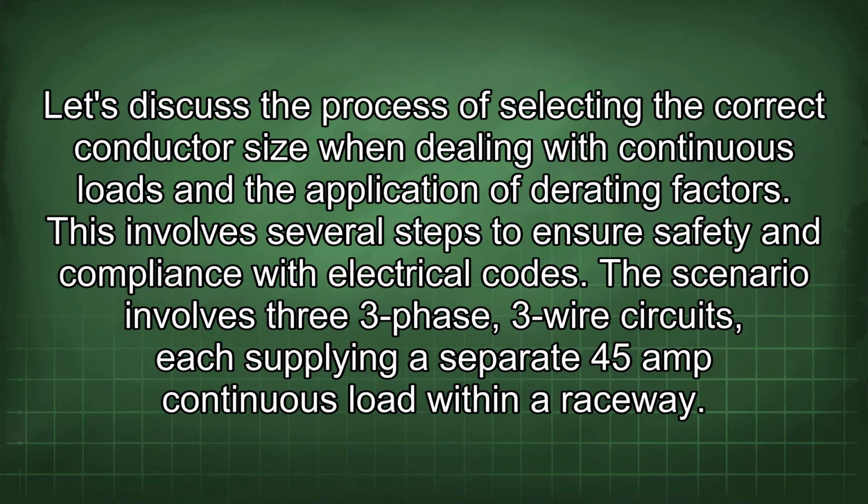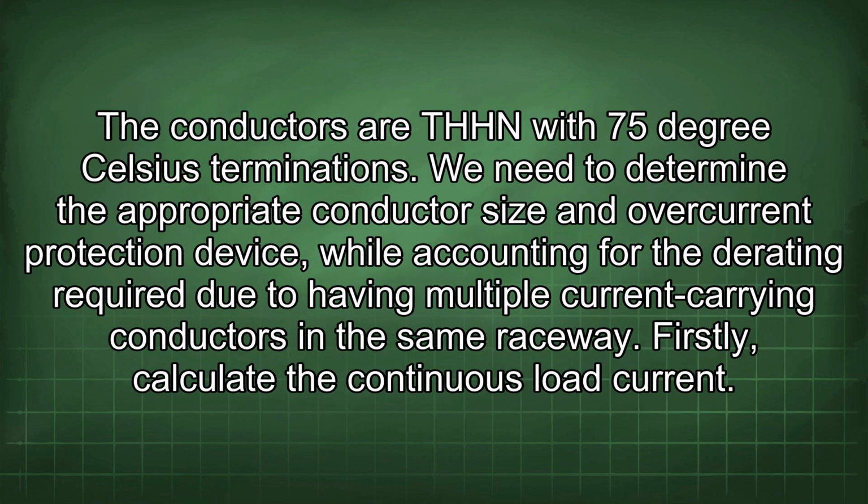Let's discuss the process of selecting the correct conductor size when dealing with continuous loads and the application of derating factors. This involves several steps to ensure safety and compliance with electrical codes. The scenario involves three three-phase, 3-wire circuits, each applying a separate 45 amp continuous load within a raceway. The conductors are THHN with 75°C terminations. We need to determine the appropriate conductor size and overcurrent protection device, while accounting for the derating required due to having multiple current-carrying conductors in the same raceway.